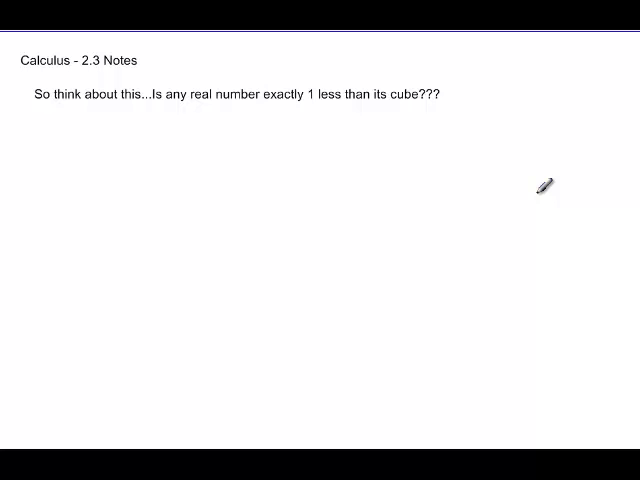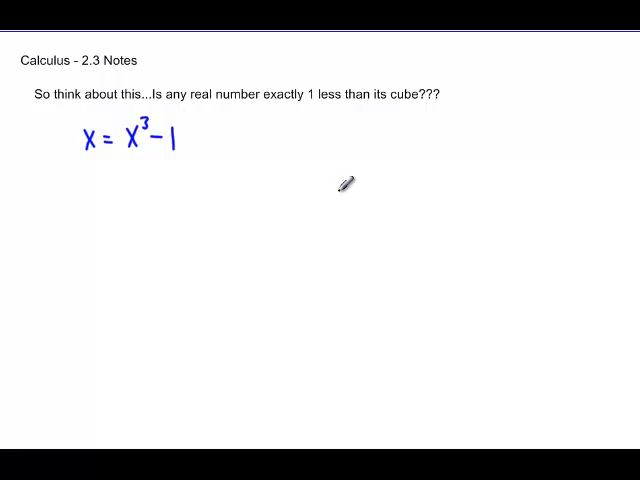Okay, so we got ourselves a word problem here. We've got some math that we're going to have to pay attention to. Is there any real number x that is exactly one less than its cube? In other words, can we solve this equation?